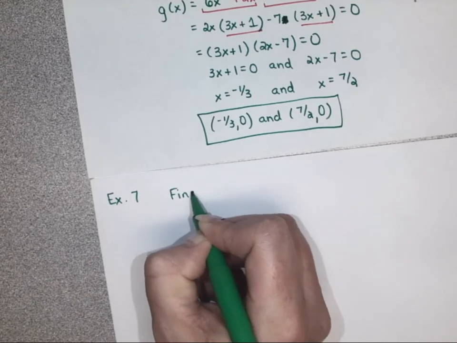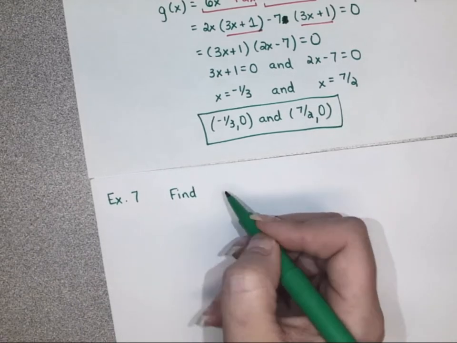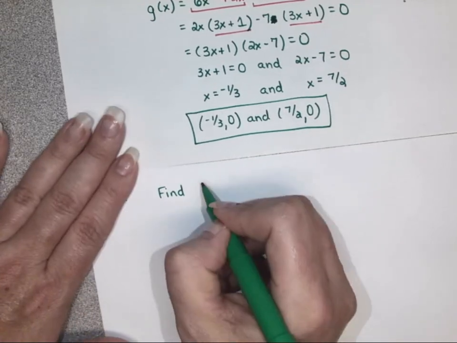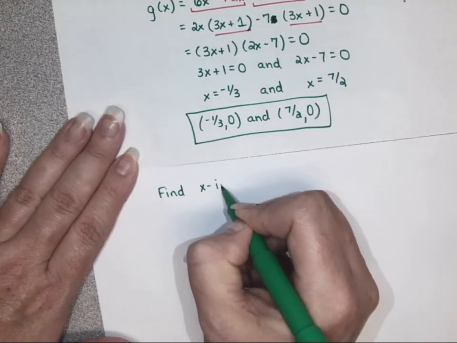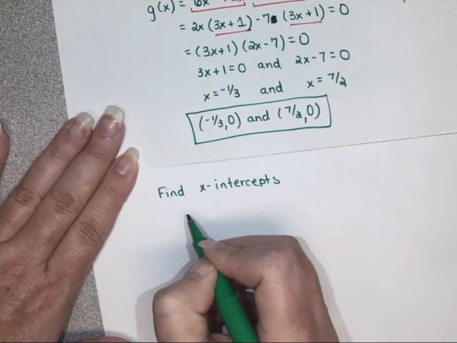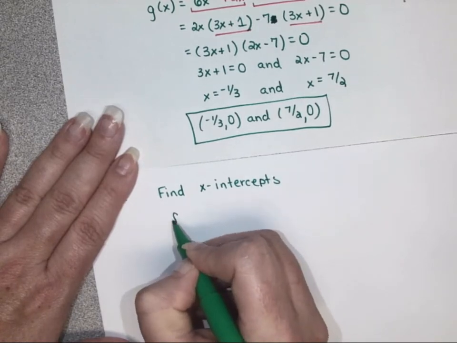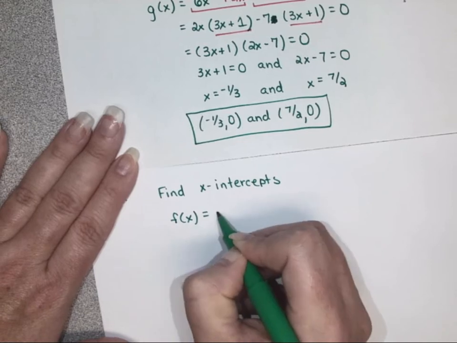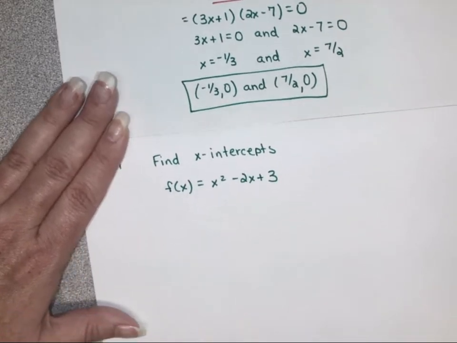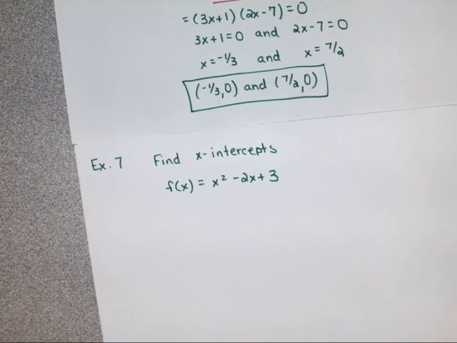So the last one like this, and then we're going to look at a word problem that might be quadratic in nature. So x squared minus 2x plus 3.